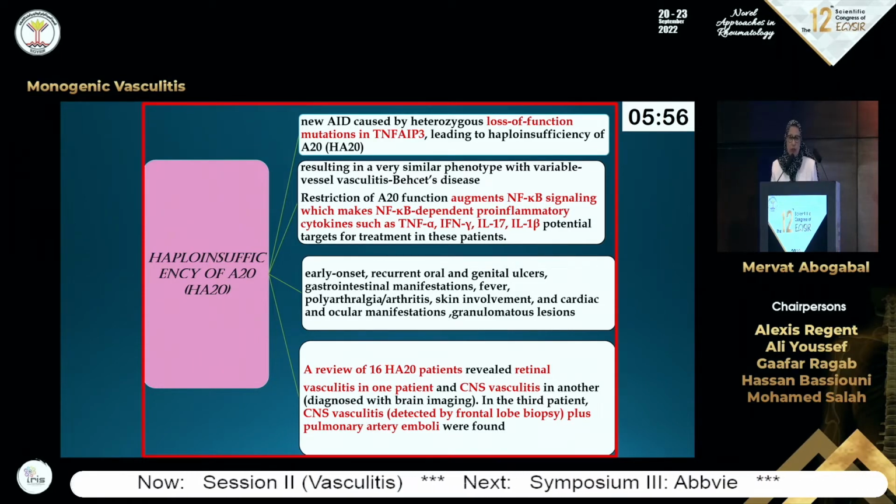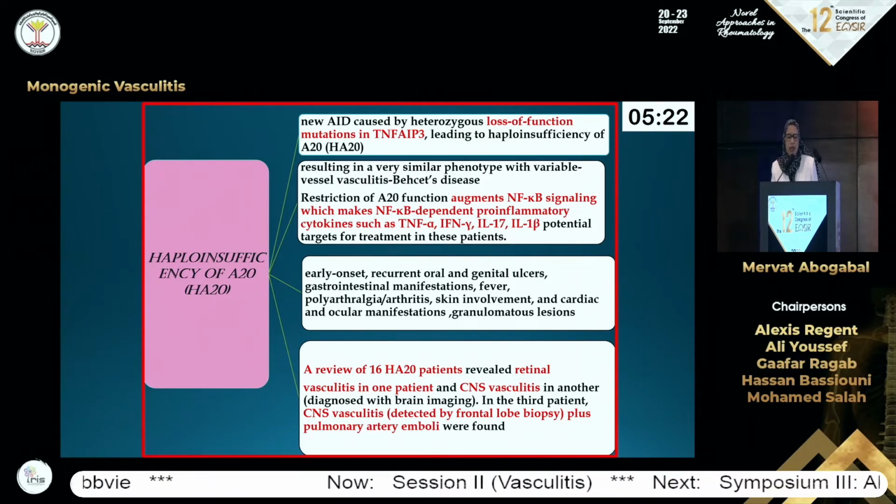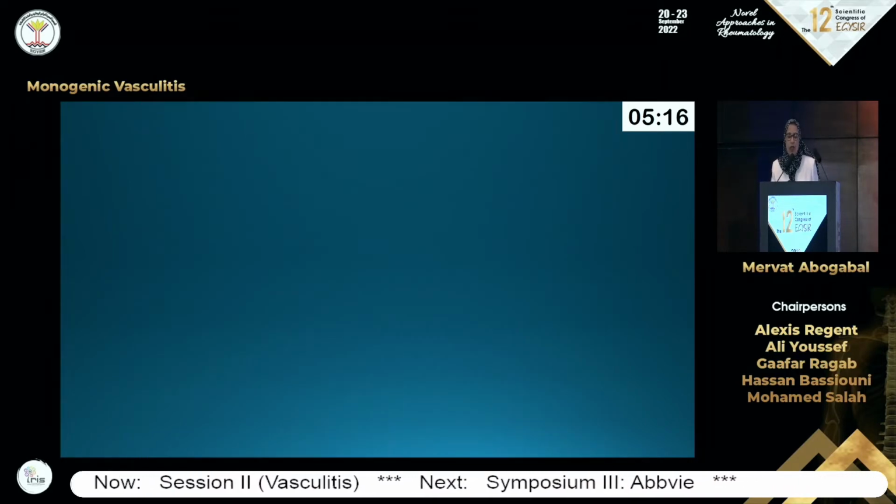The third form of monogenic variant of vasculitis was mentioned before. This is haploinsufficiency of A20, a single gene mutation in the gene encoding the A20 protein, resulting in loss of function and augmentation of signaling through the nuclear factor kappa B pathway with increased production of its dependent pro-inflammatory cytokines, resulting in a Behçet-like disorder, similar to the primary complex Behçet disease. In a review of 16 patients with haploinsufficiency of A20, one patient had central nervous system vasculitis, another had retinal vasculitis, and a third had central nervous system vasculitis plus pulmonary artery emboli.